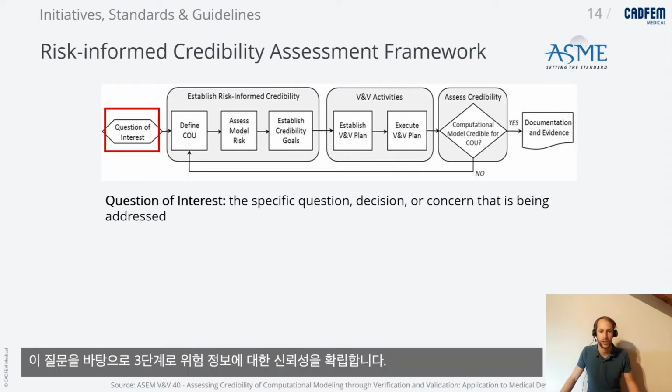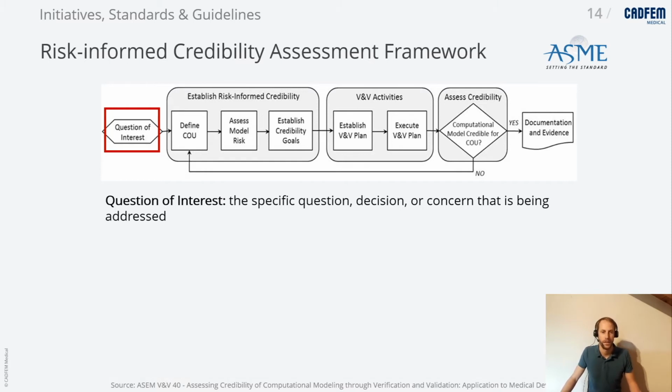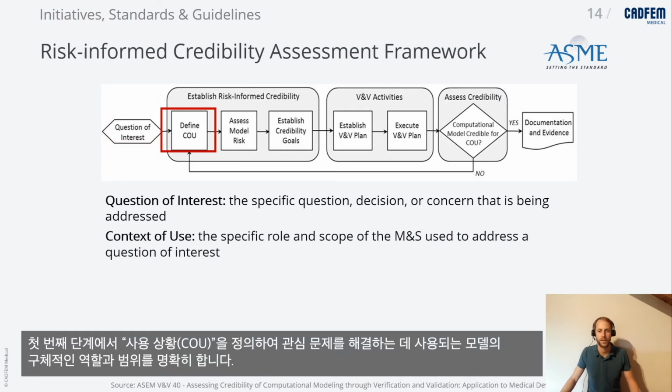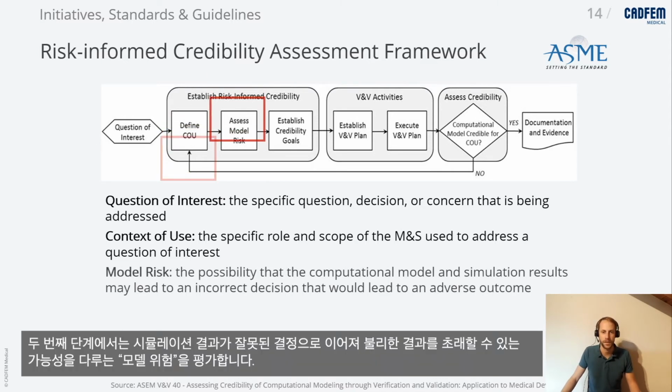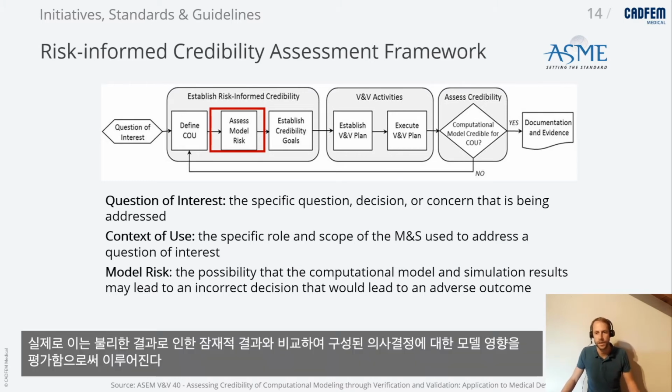Based on this question, you establish the risk-informed credibility within 3 steps. In the first step, you define the context of use to clarify the specific role and scope of the model used to address the question of interest. In the second step, you assess the model risk, which deals with the possibility that the simulation results may lead to an incorrect decision, which in return would lead to an adverse outcome. So in practice, this is done by evaluating the model influence on the decision, which is then plotted against the potential consequences from an adverse outcome.